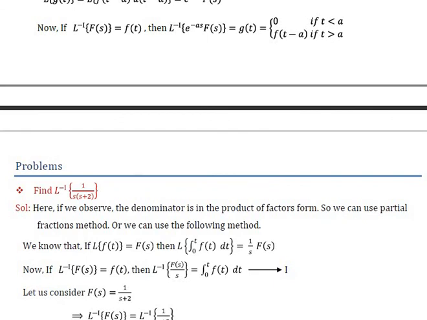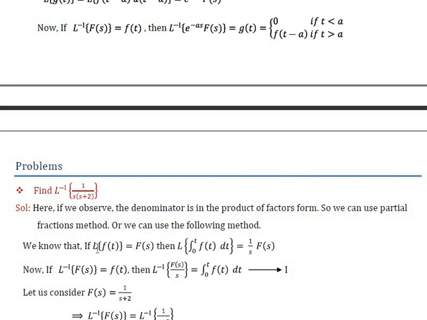I already told you that if the denominator contains factors, we can find the value of L inverse by resolving the fraction into partial fractions. But there are also some other methods for finding the inverse Laplace transform of those types of functions. Suppose for this problem you are going to find L inverse of 1 by s into (s plus 2). Here you have observed the denominator is in product of factors form, so we can use the partial fraction method, or we can use the following method.